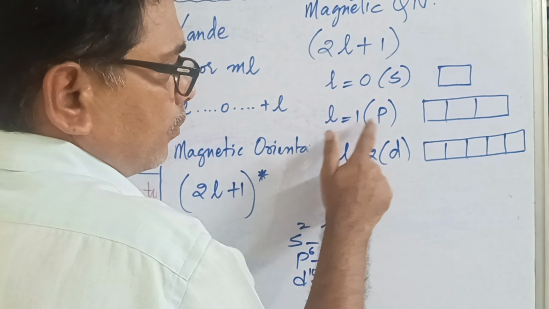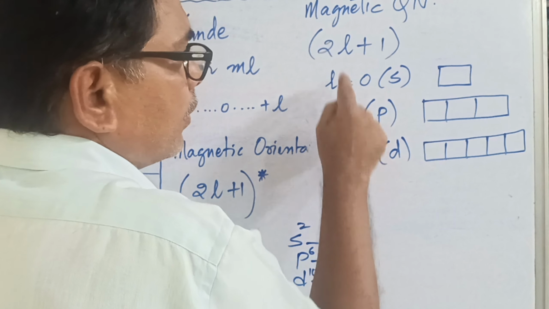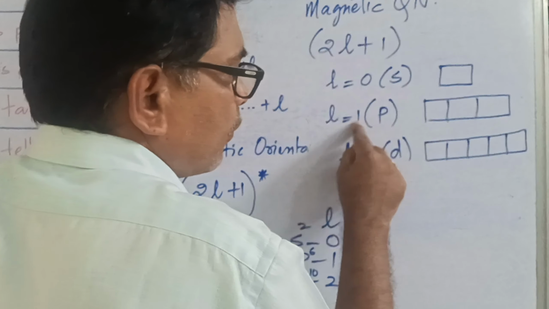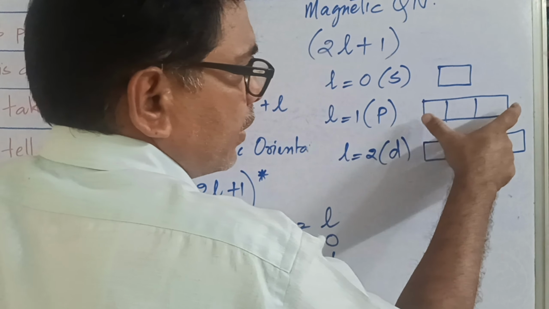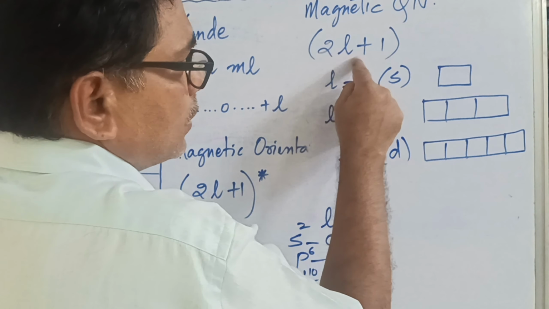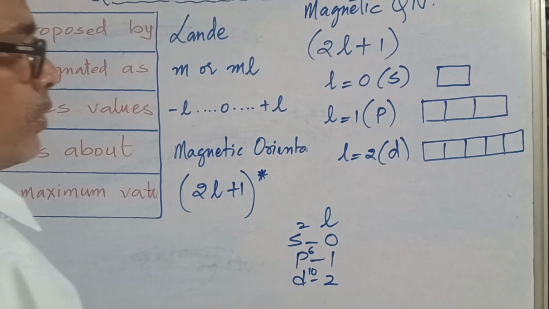L is equal to 1. We will call it P. Okay. L is equal to 1. When you place 1 here, 2 ones are 2 plus 1 is 3. So it is telling that for L is equal to 1, P, it requires 3 boxes. L is equal to 2. You place 2 here, 2 2s are 4 plus 1 is 5. So he is telling that it requires 5 boxes.